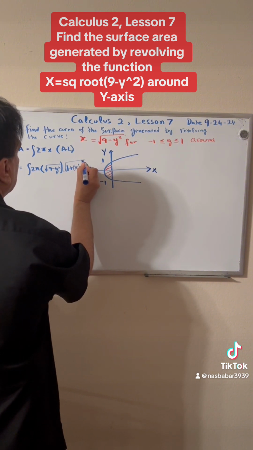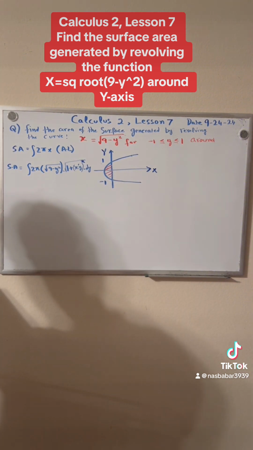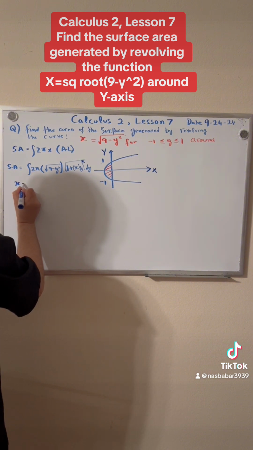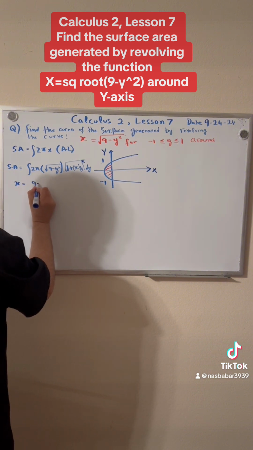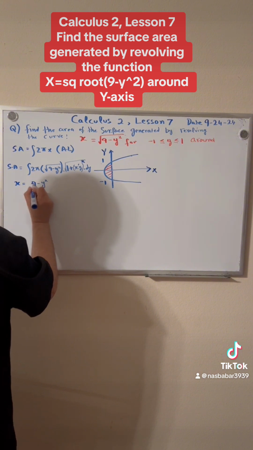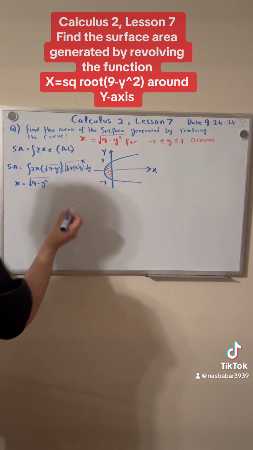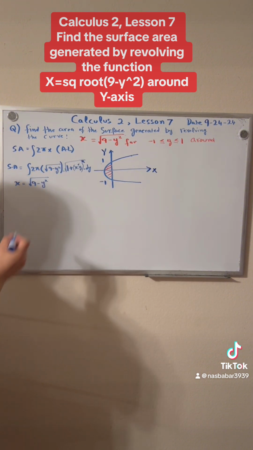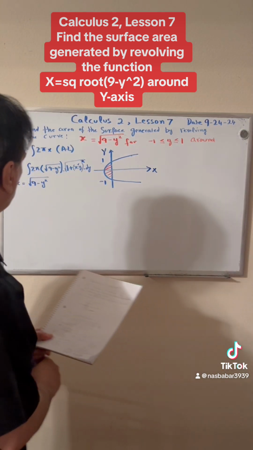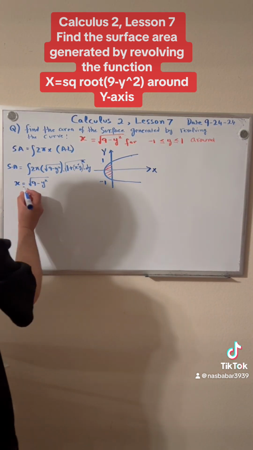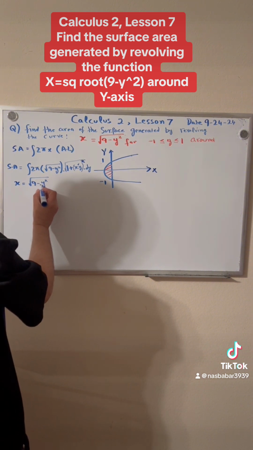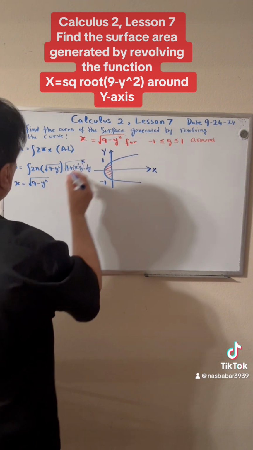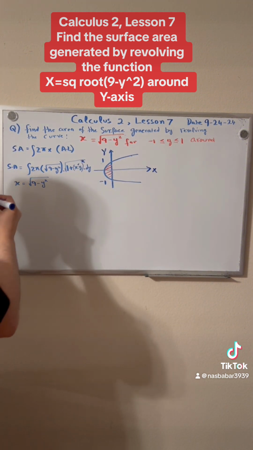Okay. All right, so then we take the x, we say x is equal to the square root of 9 minus y squared, and we take the derivative of that because that is what's required right here, x prime in the arc length formula. So we write down x is equal to the square root of 9 minus y squared because that's what x is, and then we take the derivative of that.